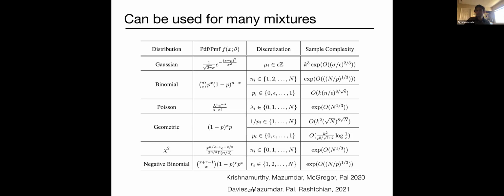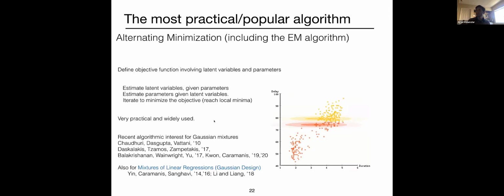Okay. All right. So the most practical or popular algorithm for demixing a mixture is some sort of alternating minimization, or the EM algorithm. You probably all have seen versions of this. You define some objective function involving latent variables and parameters. In the first step, you estimate the latent variables given parameters. Then you estimate the parameters given latent variables, and you iterate to minimize the objective. For example, k-means clustering algorithms. This is very practical and widely used.